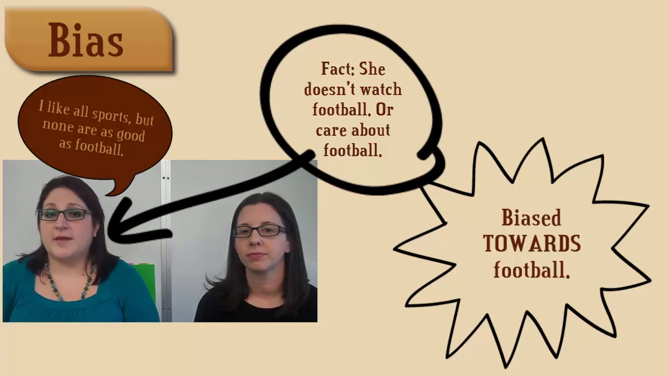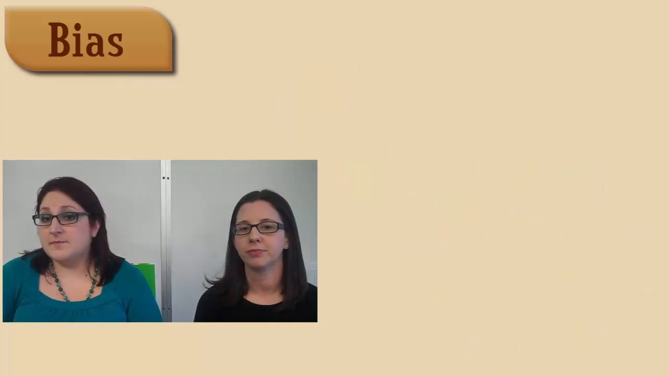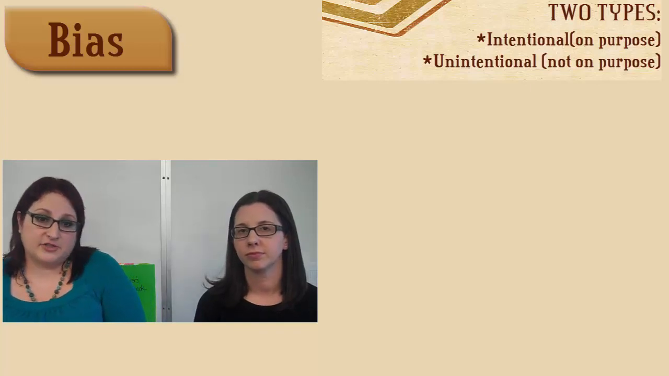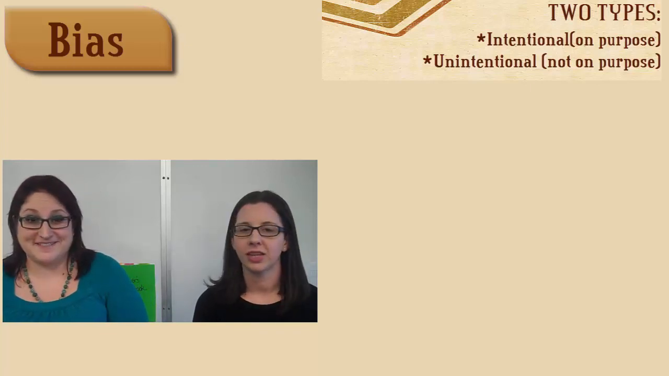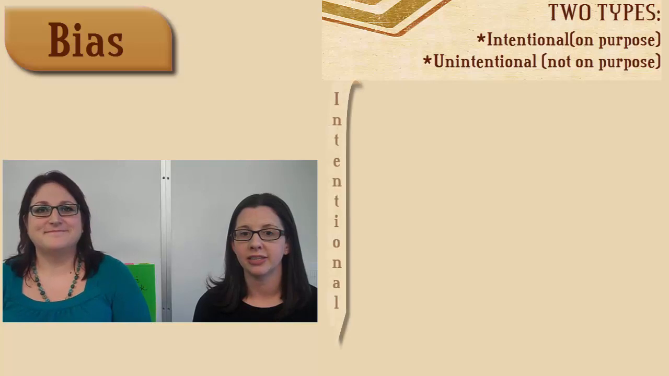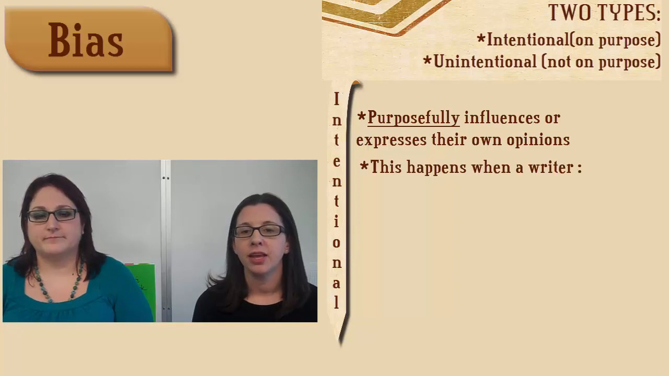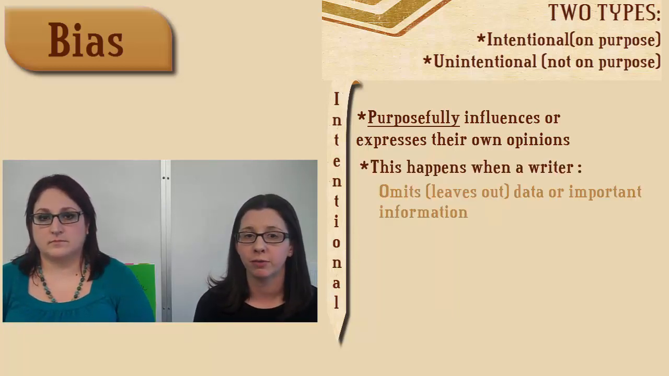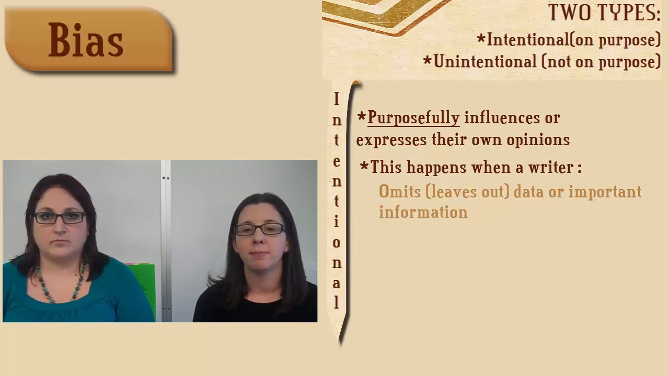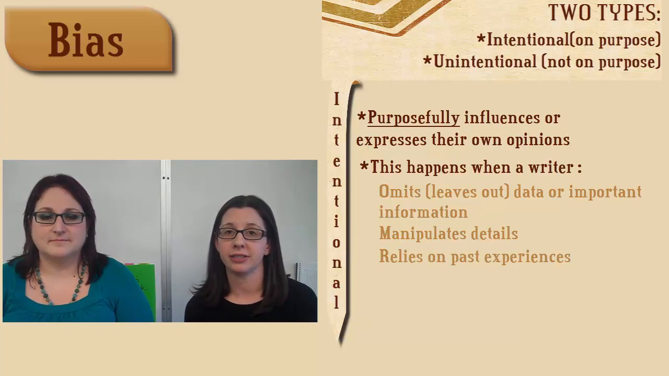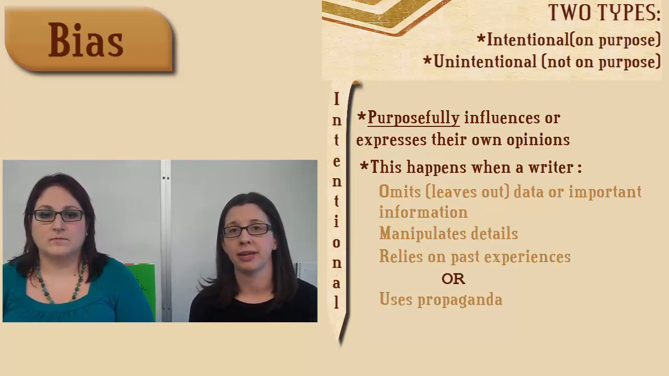There are two types of bias. Bias can be intentional, which means on purpose, or unintentional, not on purpose. So intentional bias is when somebody purposefully influences or expresses their own opinion. This happens when a writer omits facts or important information, leaves them out. They manipulate details, they rely on past experiences, or use propaganda.